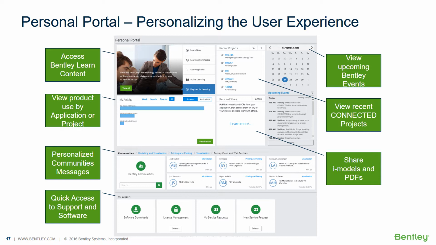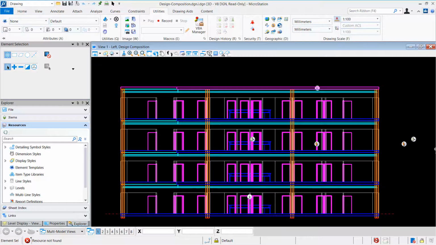There's a personal portal which helps bring people together, and this shows events that you're working on, projects that you're working on, your own personal share, shows you what software you've been using. It goes to your Bentley communities and shows you your favorite communities to browse through. There's your software downloads and your service requests, so all on one page. That's a personal portal.